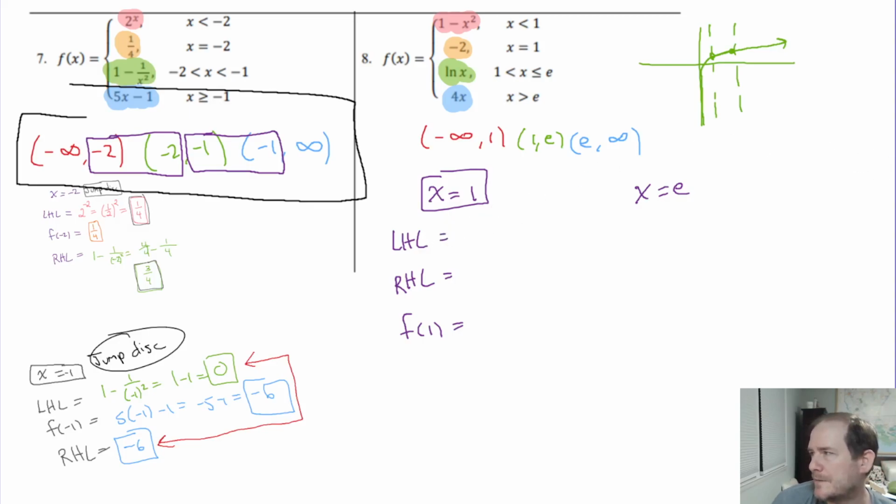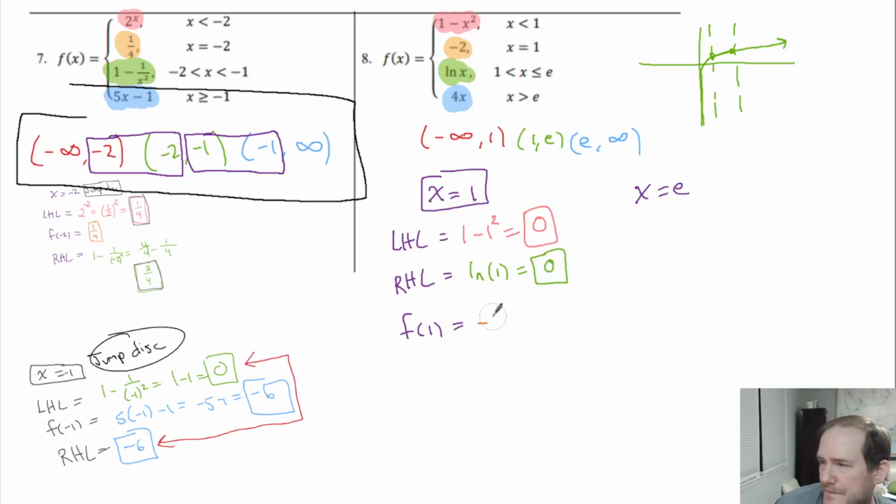The left-hand limit will come from the pink function, this quadratic, and 1 minus 1 squared is 0. For the right-hand limit, that'll come from the green. We're approaching 1 from this side. So that's the ln of 1, which I hope you remember is 0. Log base anything of 1 is 0. So far, this is looking like a point discontinuity, but it might be that we're continuous, but it isn't, because right at 1 we're getting -2. So the function value is different. So that means I can conclude that at x equals 1 we're getting a point discontinuity, or a removable discontinuity.